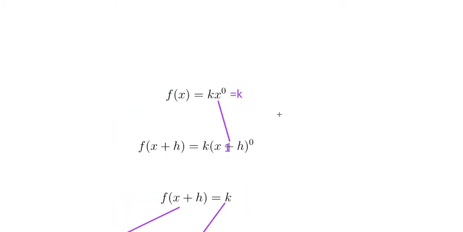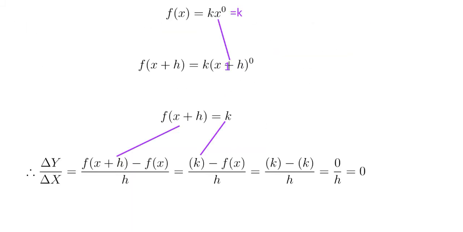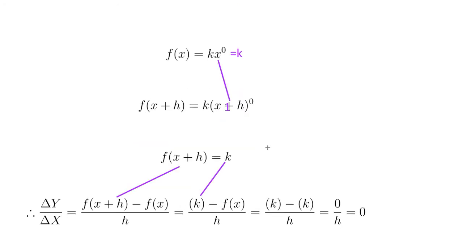f(x) we know is k, because it is the original equation I'm trying to do: y equals k, f(x) equals k. So f(x) is k, as I've stated up here. I'm going to plug that in, f(x) being k, like so. And then what do we have? We have k minus k, which is 0. 0 divided by h is 0.